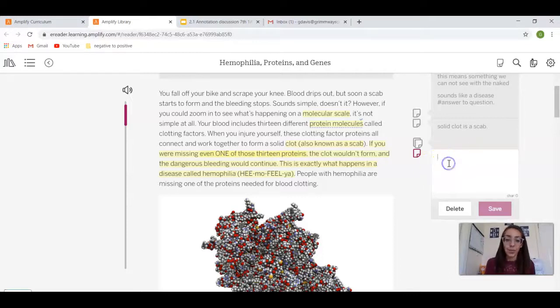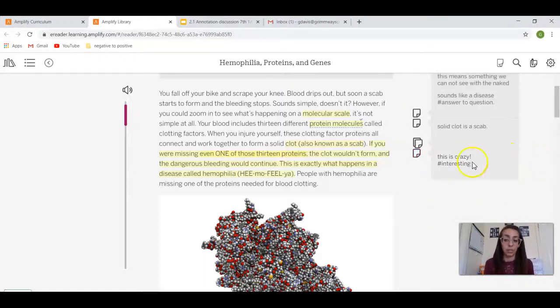So back to the craziness that just one protein was missing. I'm just going to put, this is crazy. And then I'm going to put, oops, that's not what I wanted. I'm going to enter and I'm going to put hashtag interesting. I found this interesting. You guys might not find this interesting. Maybe you found something else interesting. That's totally fine. That's the whole point.